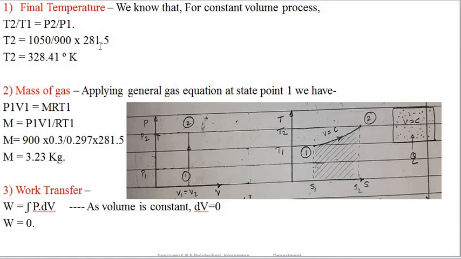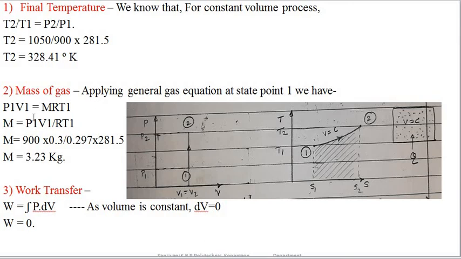So we have calculated the unknown temperature among the PVT, that is the final temperature that we have found out. Then the second parameter: we do not know the mass of the gas. So we must find out what is the mass of the gas. So the second parameter is mass of gas. Now we can apply the general gas equation at the state point 1, or we can apply the general gas equation at the state point 2 also, but we have applied it for the state point 1.